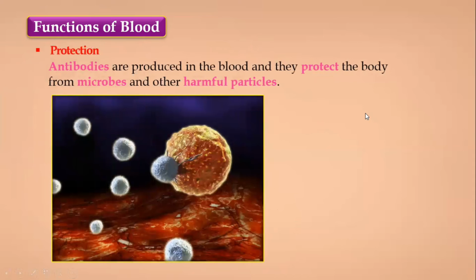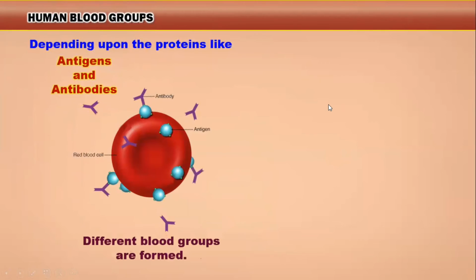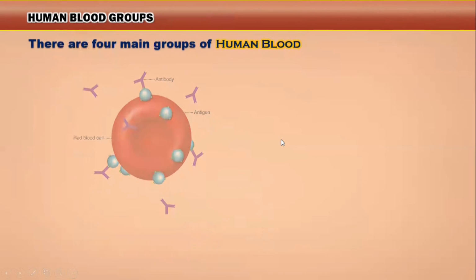Protection also, antibodies are produced in the blood and they protect the body from microbes and other harmful particles. Blood group, we all know that we can know a blood group if we do a blood test, or when we are born we also know our blood group. That time also it is told. Antigens and antibodies are present in our blood.